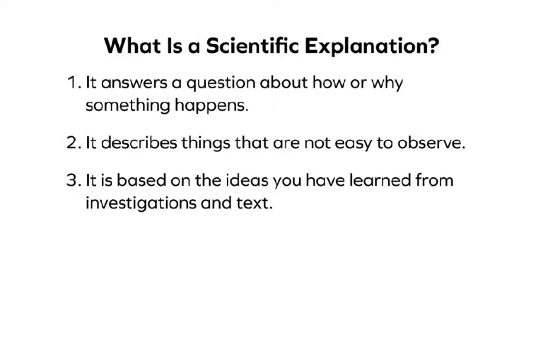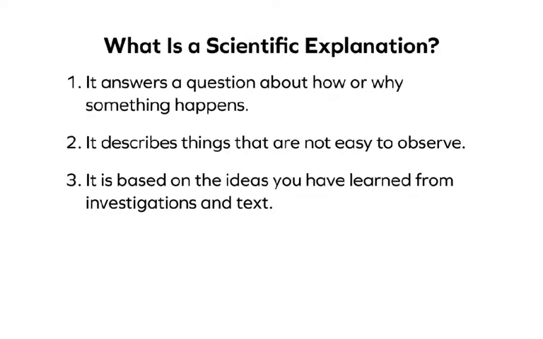Secondly, it describes things that are not easy to observe. One reason scientists write explanations is to help people understand what they may not be able to observe. You will be writing about light. It is not easy to observe how light travels, how it carries information, and how it allows animals to see.